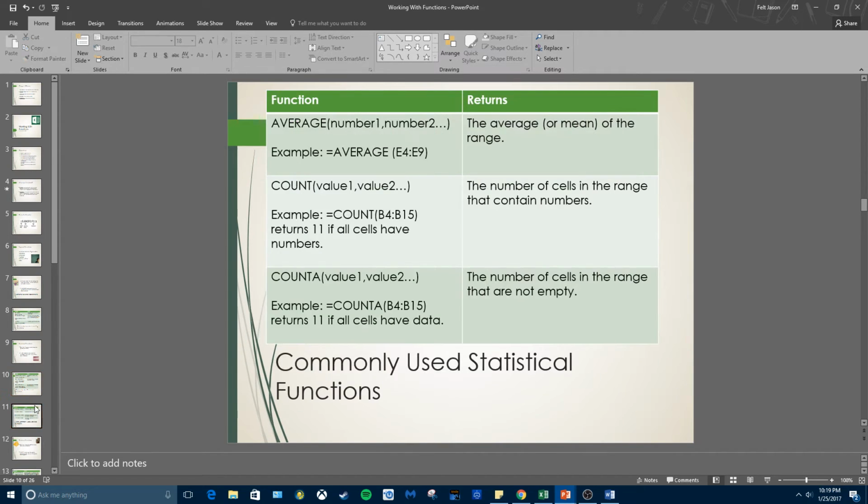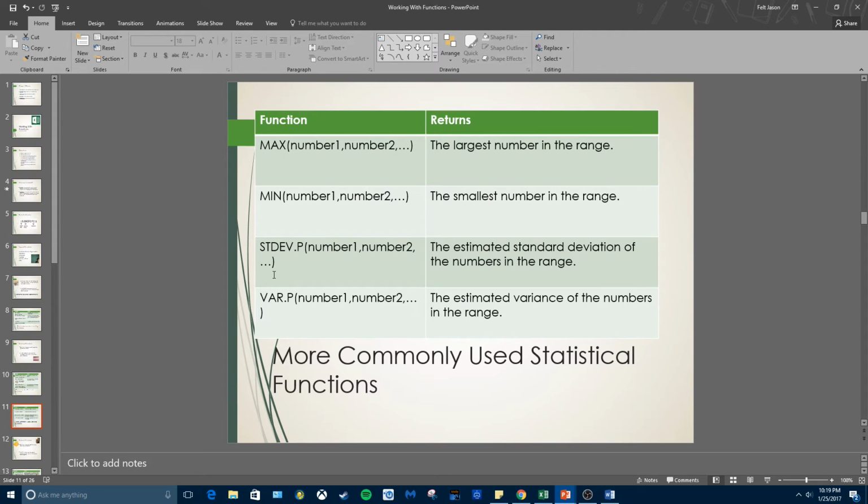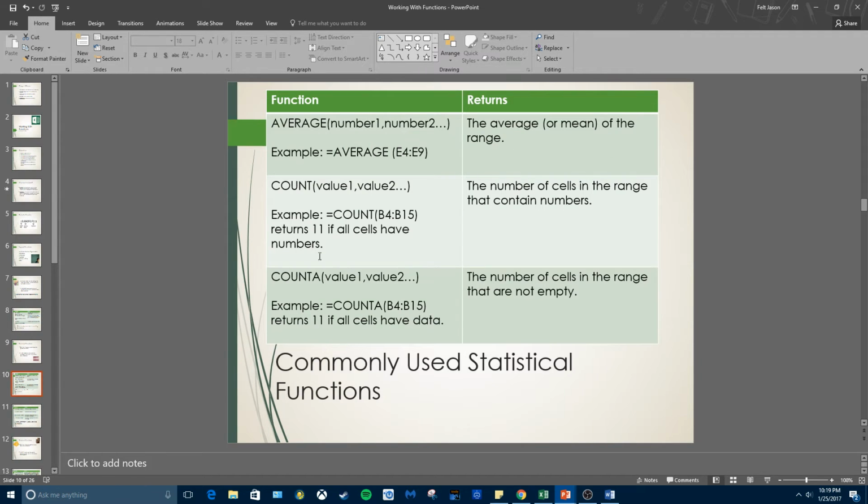Count and count A. Standard deviation and variance. I've never seen that in a certification, but you would just define the standard deviation. You just put your numbers in a range like you would your min or your max. Same thing your variance. Like I said, if you're in statistics, you're going to be working with that, so you can do that then. But I'm not going to worry about that today. All right, so count and count A.